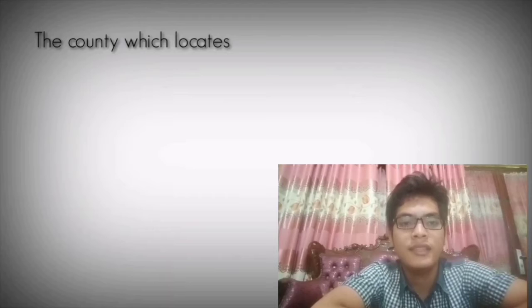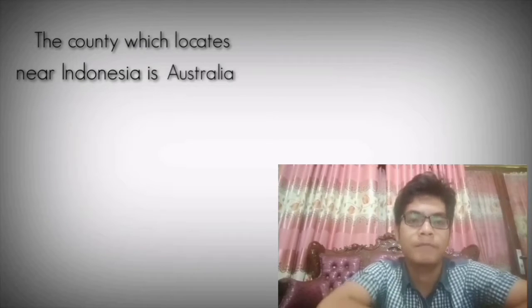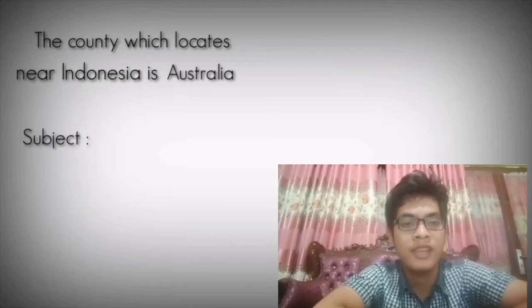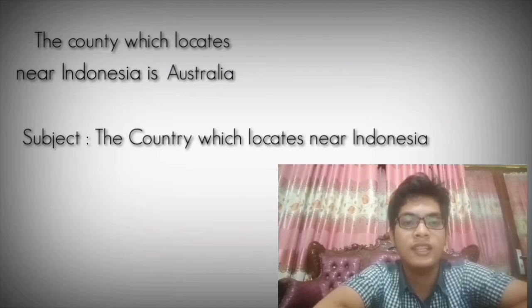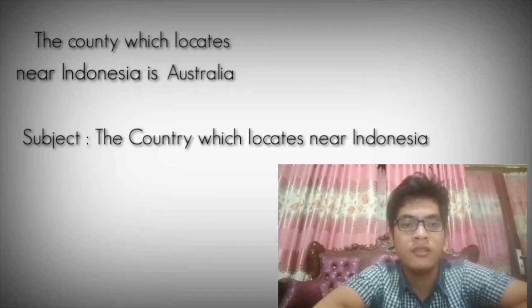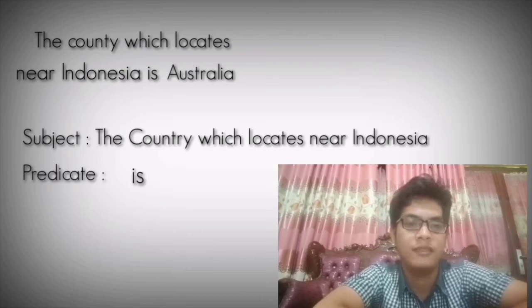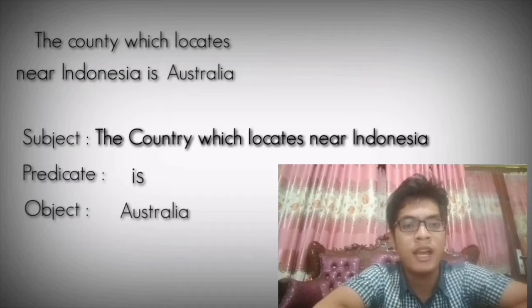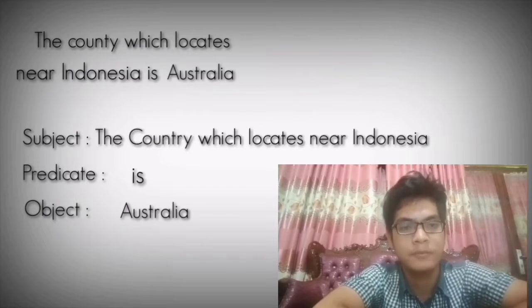Okay, another example. The country which locates near Indonesia is Australia. Okay, let's build the structure again. Start from subject. The subject is the country which locates near Indonesia. The predicate is is, and the object is Australia. And take a look again at the subject. We got another noun followed by a conjunction, and that is the noun clause.